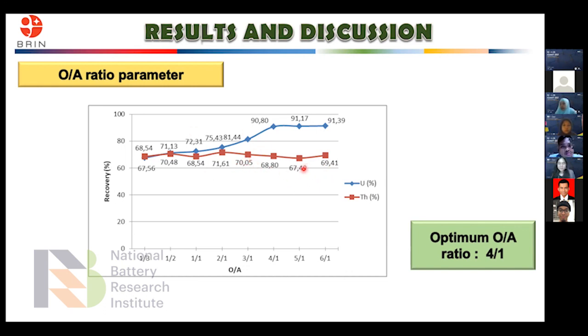From this data, the optimum O/A ratio chosen was 4/1, with the recovery of uranium and thorium 90.80% and 68.80% respectively.